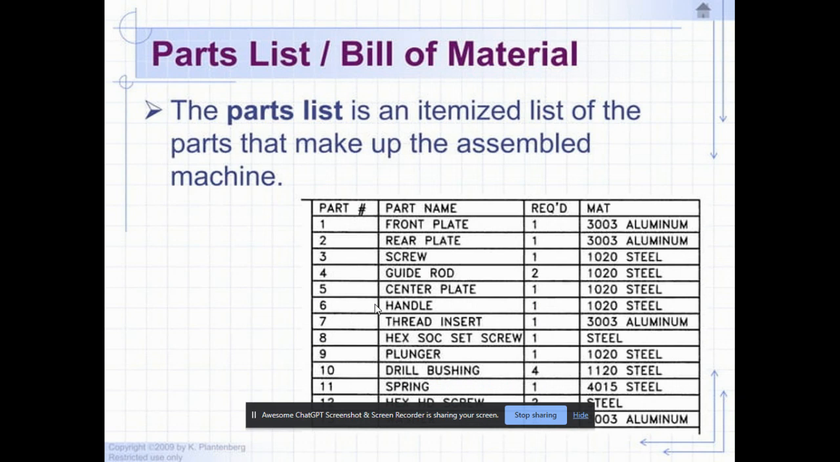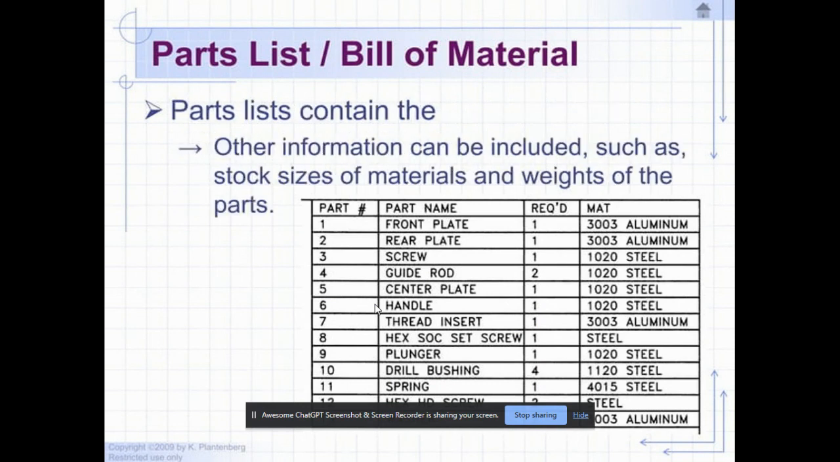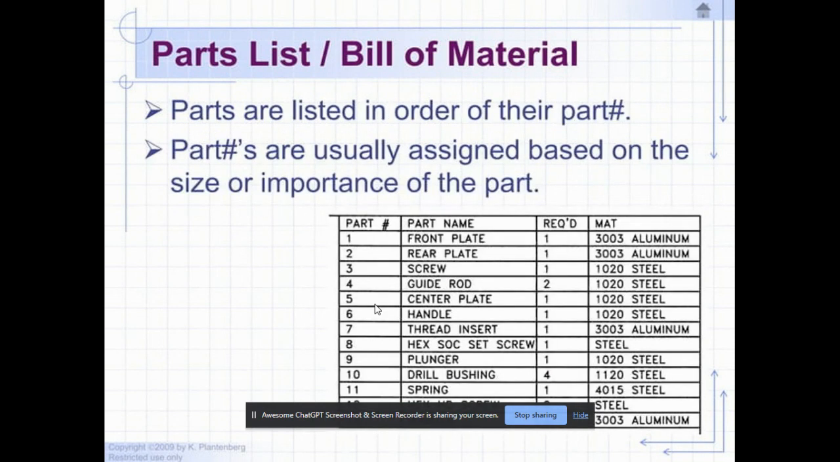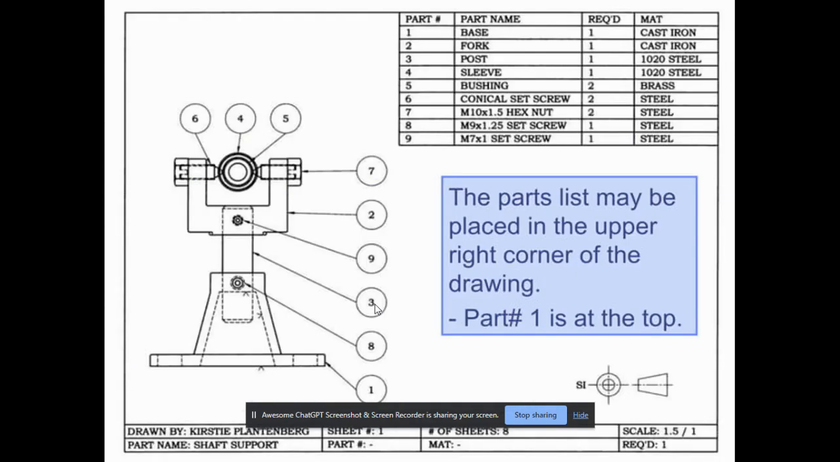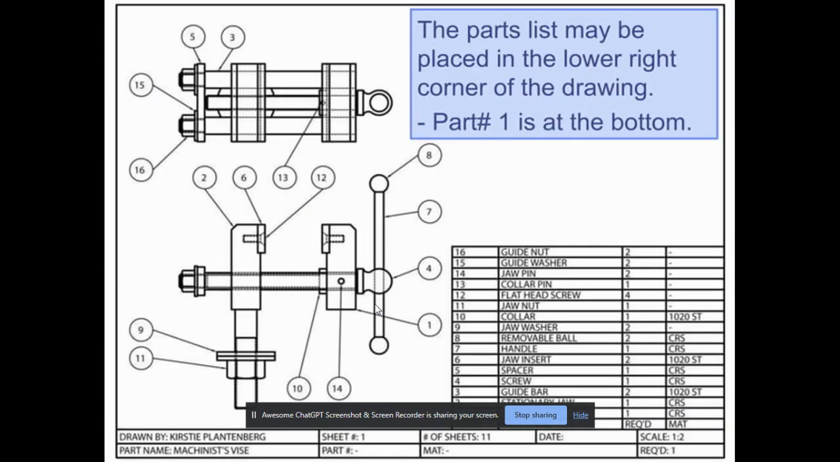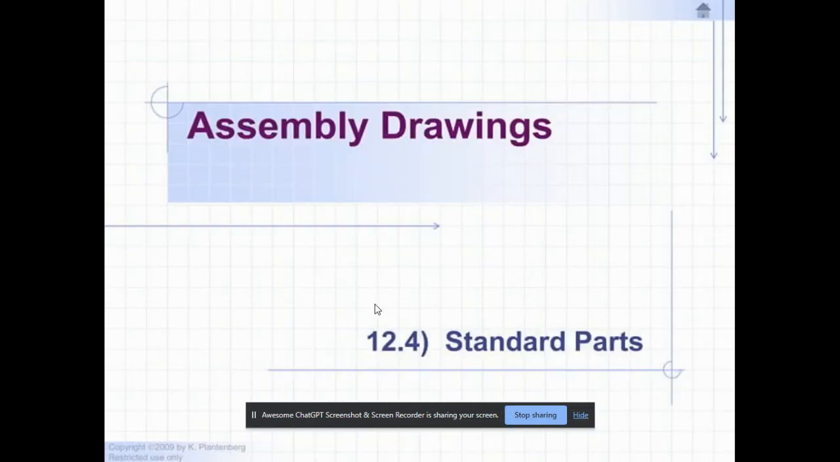Then the part list is an itemized list of parts that make up an assembled machine. So this is just an example of the part list. The part list basically shows the size, the material, the weight, and all of that. With respect to the position of the part list, we normally position it at a corner, either the top right corner, the top left corner, or sitting right on top of the title block. Depending on where you want to place the part list, that is the way to go.